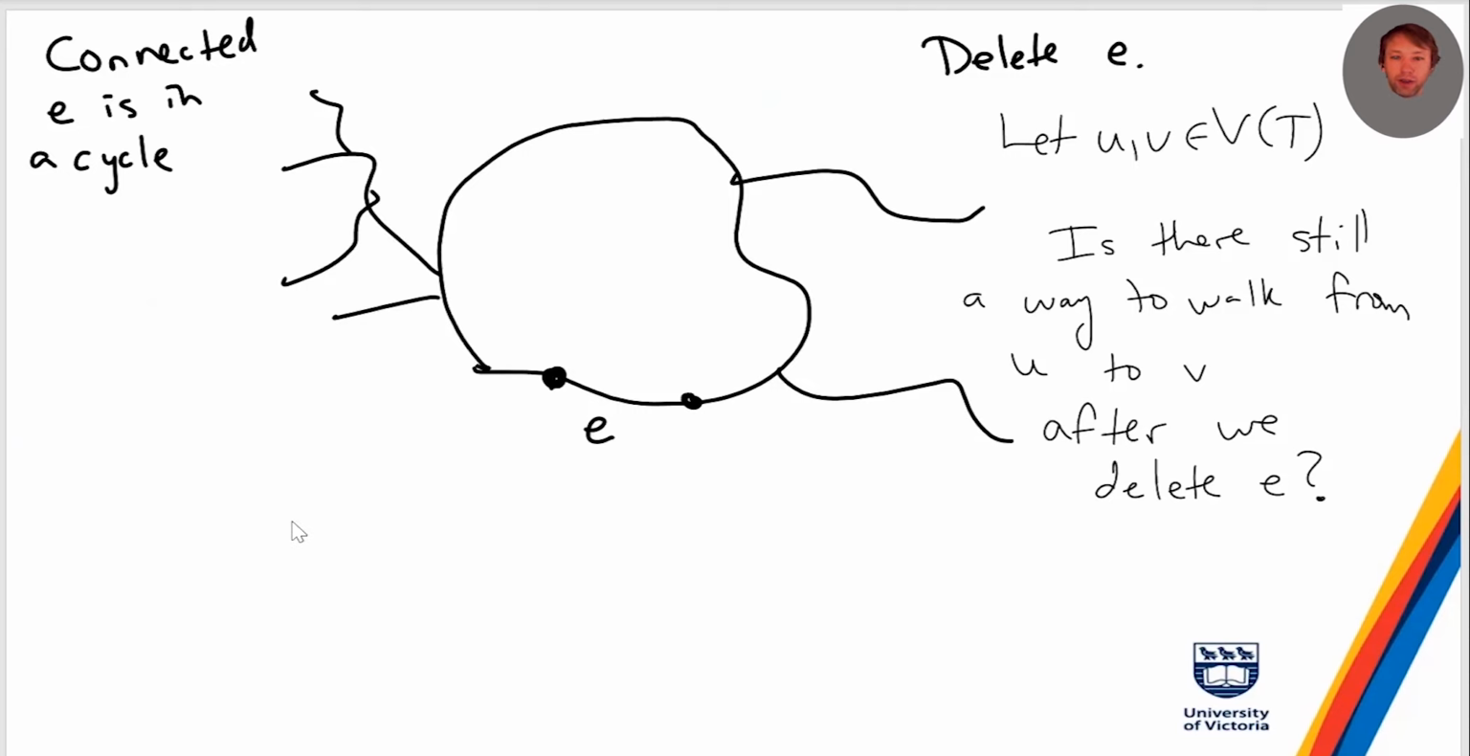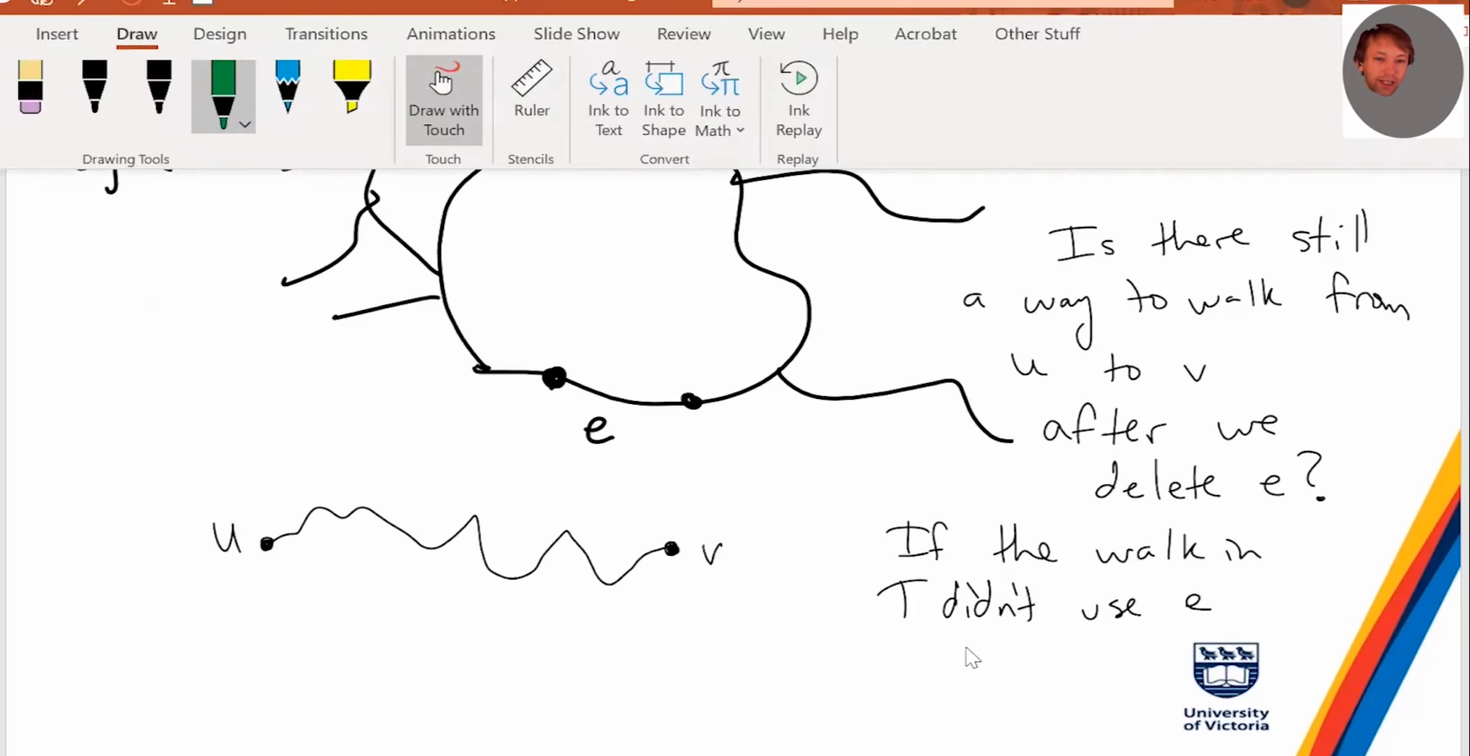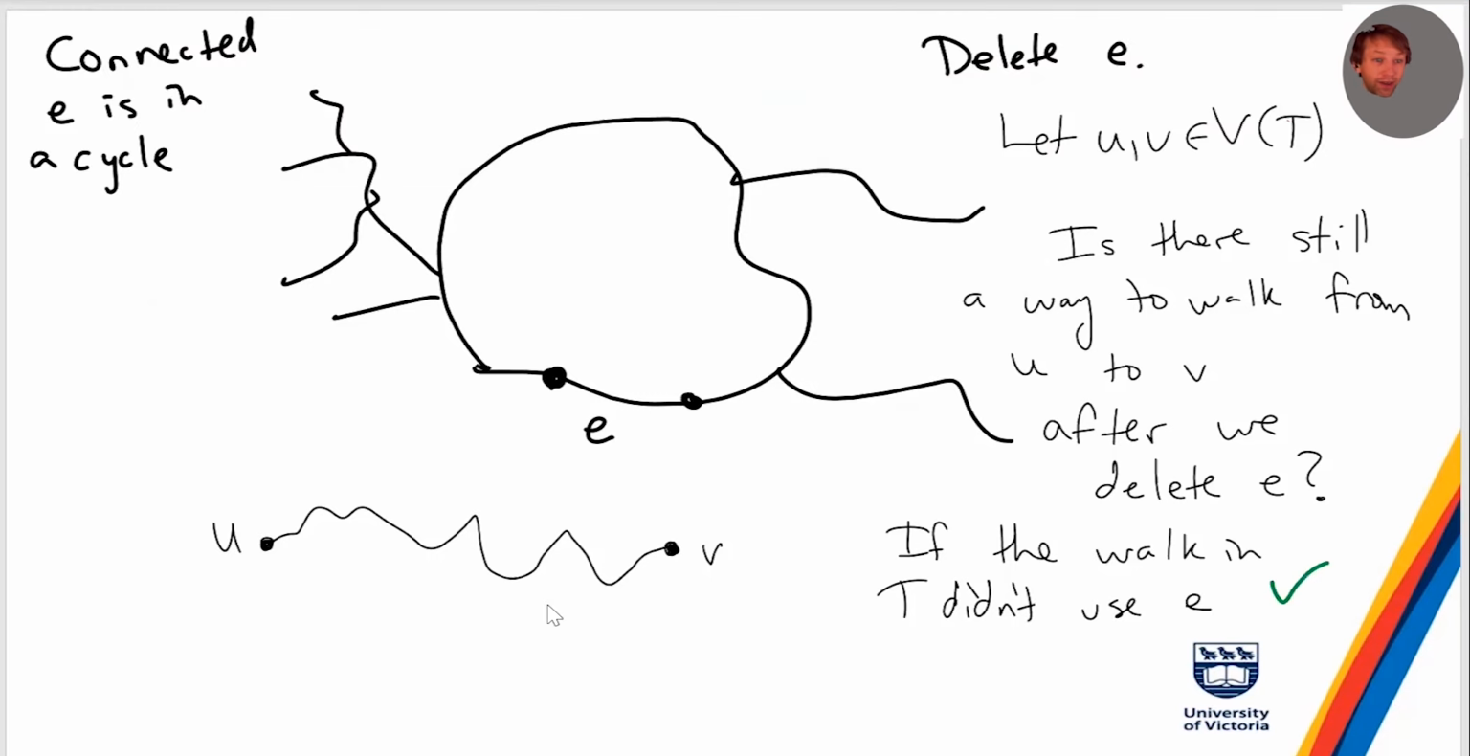And here's how you can think about it. Imagine I just go back to the graph T. It's not necessarily a tree, we're trying to prove it's a tree. I look at U and V, and in T there exists a path or a walk that goes from U to V. So if the walk in T didn't use E, then I'm happy, right? Because after I delete the edge E, it didn't make a difference. This walk didn't get broken.